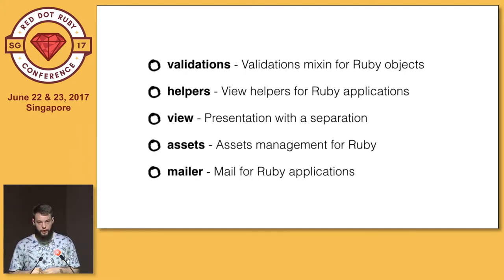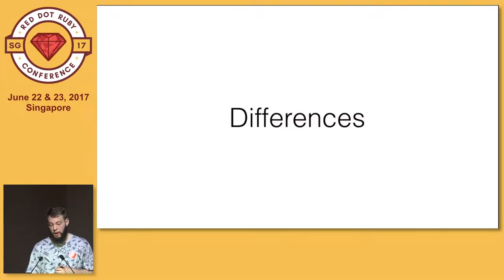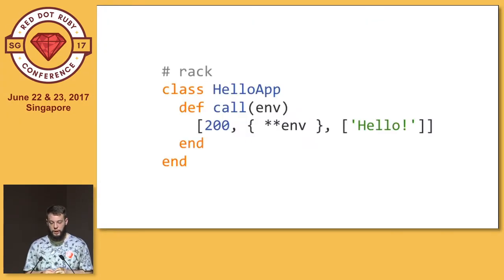And I know that all this theoretical stuff looks difficult. So, let's talk about the difference between Hanami and other frameworks. First, my example is a Rack application. A typical Rack application consists of one class with one public method. Usually, it's the call method. This method takes environment, and you need to return an array of three elements: status, environment, and body in an array.